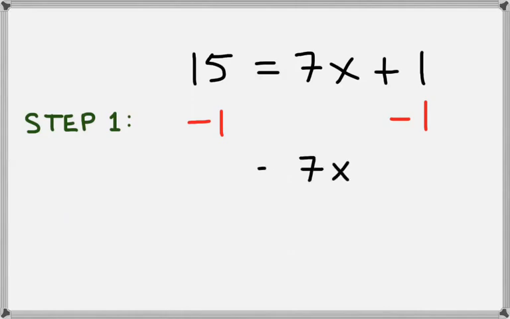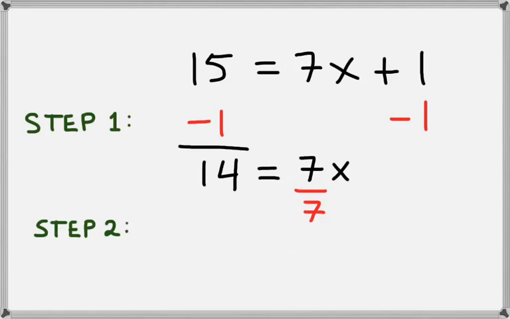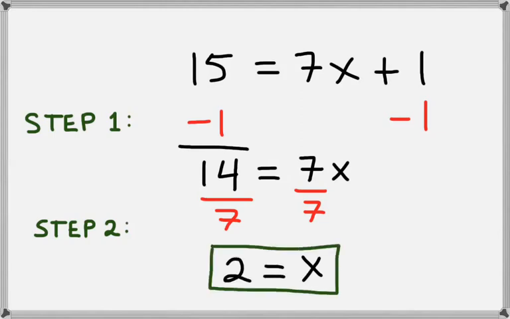So on the right, that's going to leave us with 7x, and on the left, that'll leave us with 15 minus 1, which is 14. Now we want to get x by itself, and so what we need to do is divide by 7. On the right-hand side, that leaves us with x, and on the left, that leaves us with 2. So 2 is our final answer.